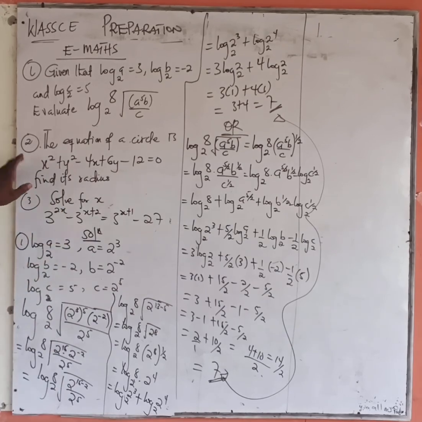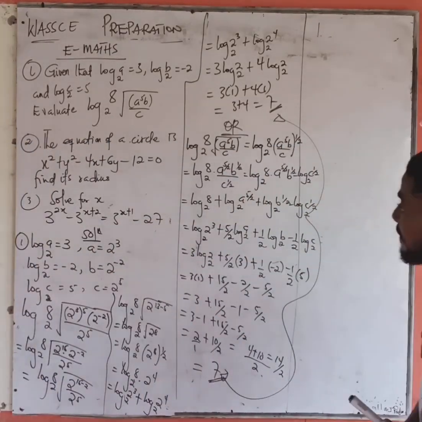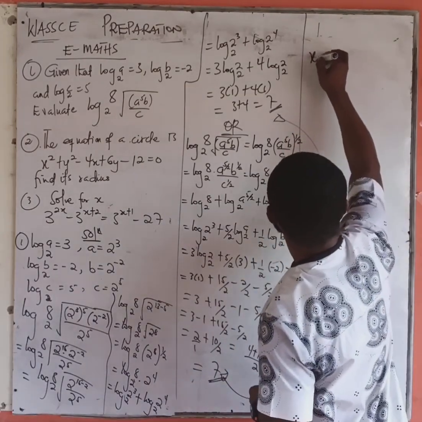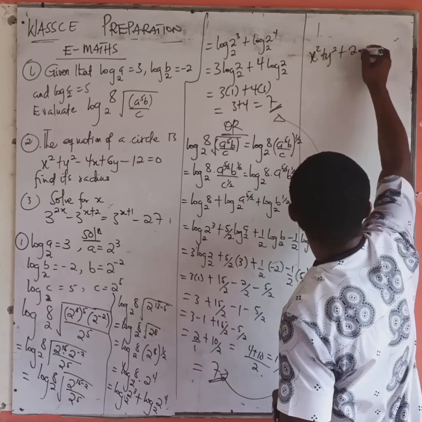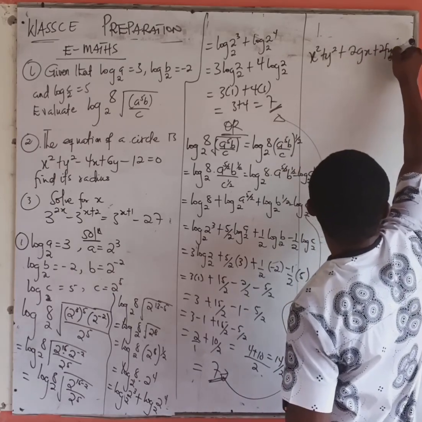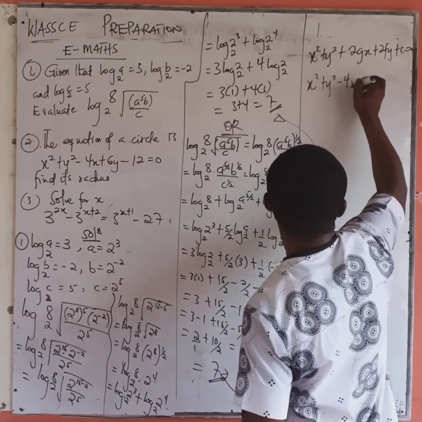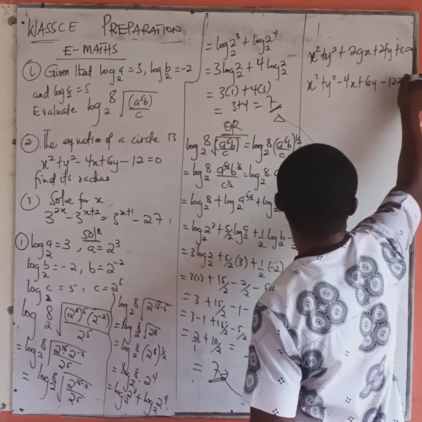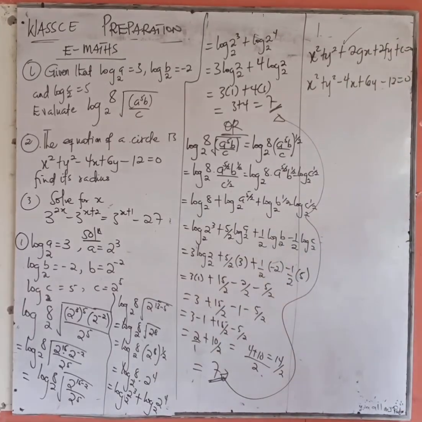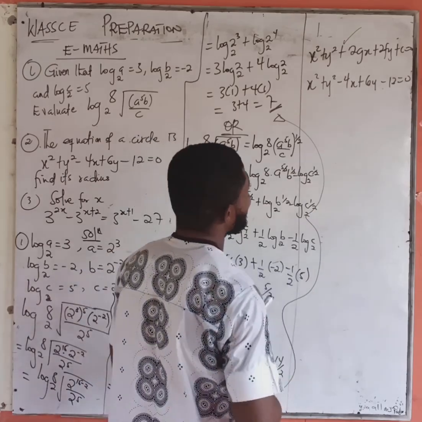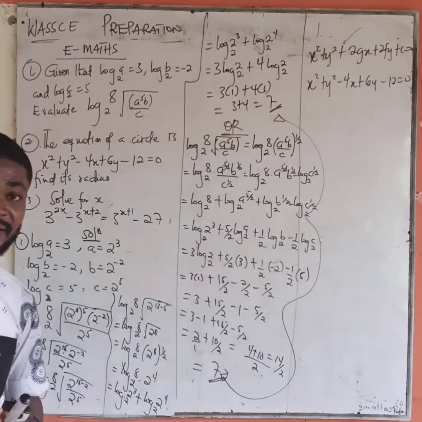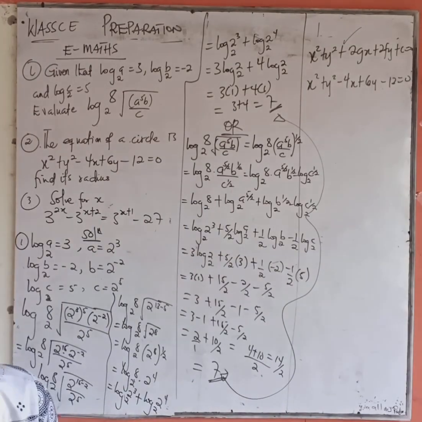Question 2. The equation of a circle is given by x squared. So this is a general form of a circle, and then we have been given a particular one to work with. So with this being the case, we have to get our G and then our F, because it is the G and then the F that is going to help us get what we want to get. Without the G and the F, we'll not be able to get what we want.